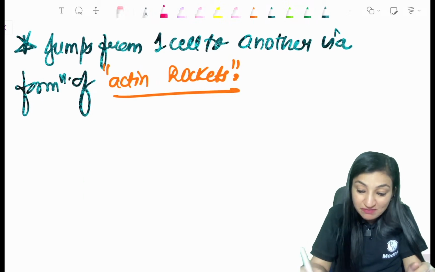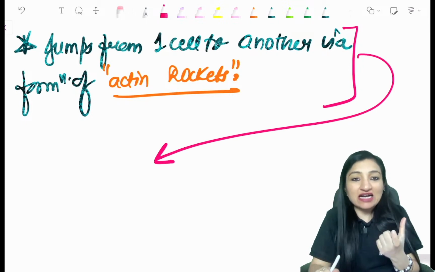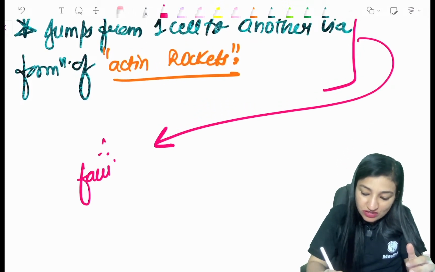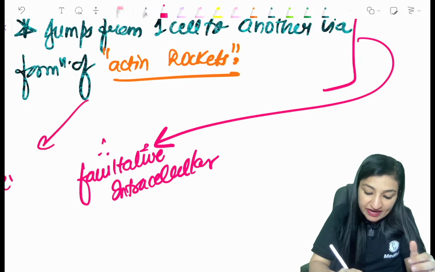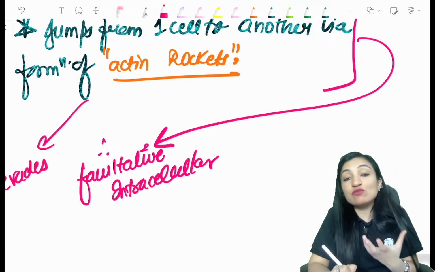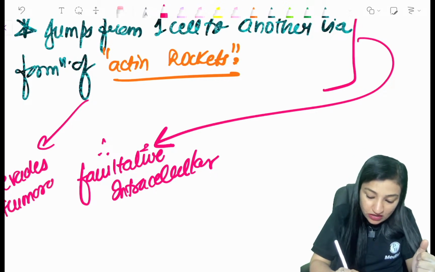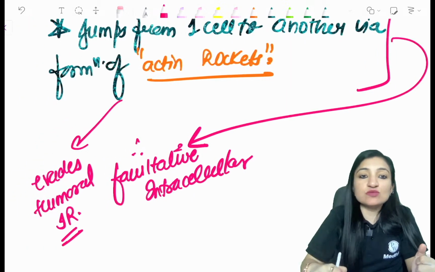Because of this very behavior of jumping from one cell to another via actin rockets, this fellow is what? Facultative intracellular, it can stay outside the cell as well as inside. And which kind of immunity is being evaded? It evades antibodies, that is humoral immunity. It evades humoral immune response. Okay?